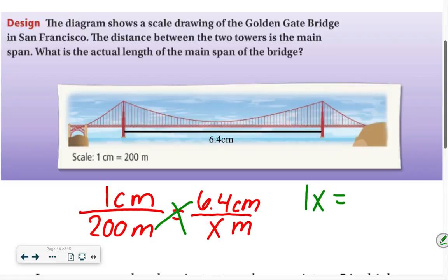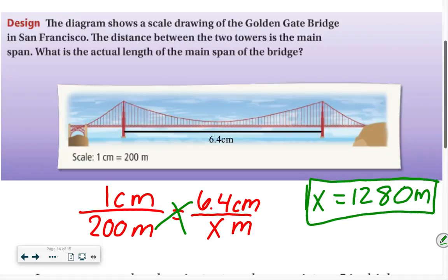1x equals, anybody super genius in their head know what 200 times 6.4 is? Let me type it in my calculator. Not 12,000, 1,280. Look at that math. She googled it. Just kidding.